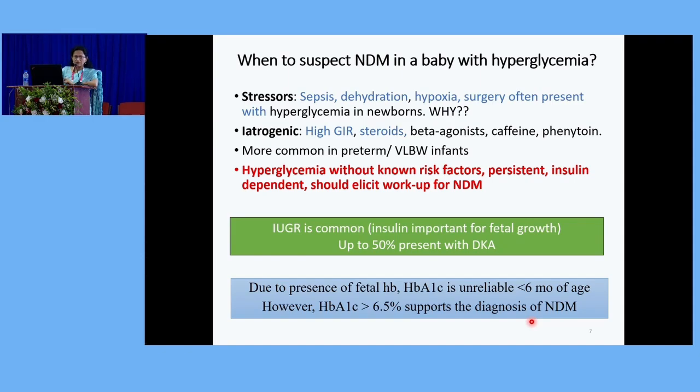IUGR is common in babies with neonatal diabetes because insulin is important for fetal growth, and up to 50% present with diabetic ketoacidosis. HbA1c, should it be done or not? So if HbA1c is below 6.5, it does not exclude, but if it is above 6.5, it is a pointer to diabetes.